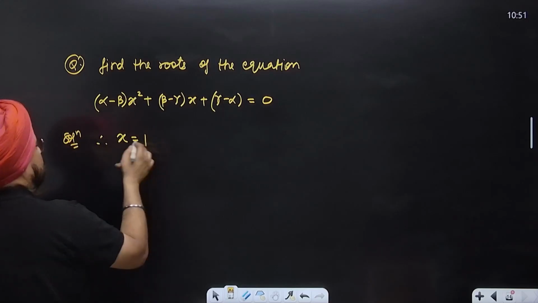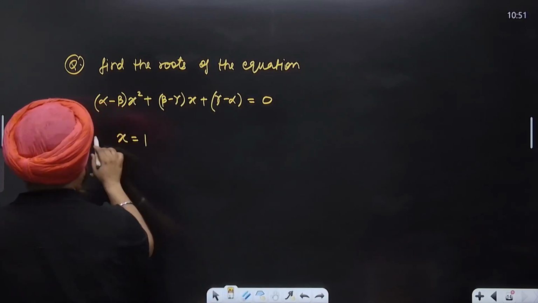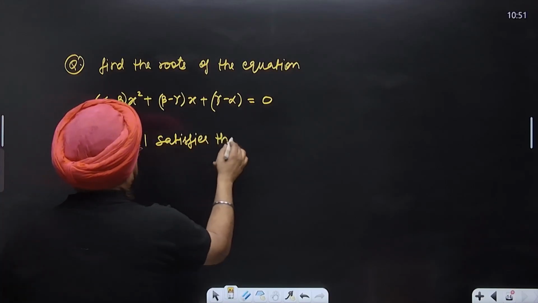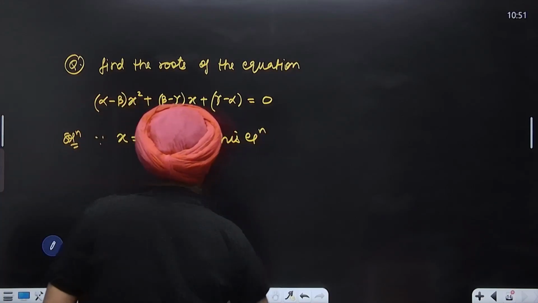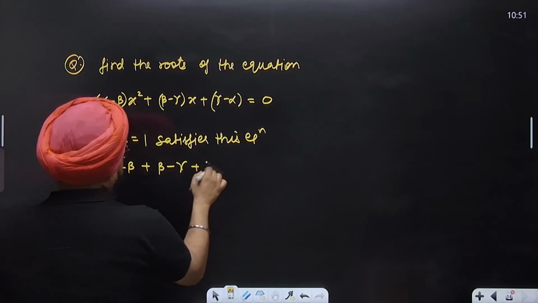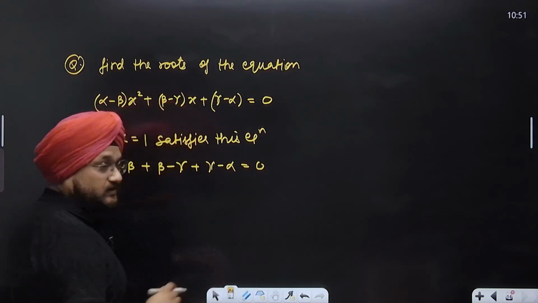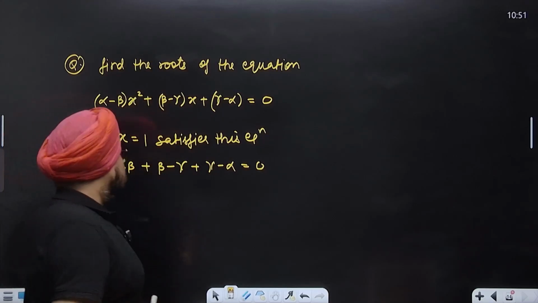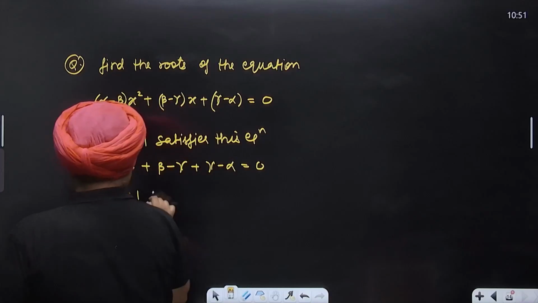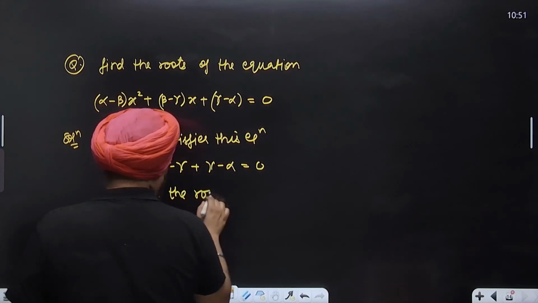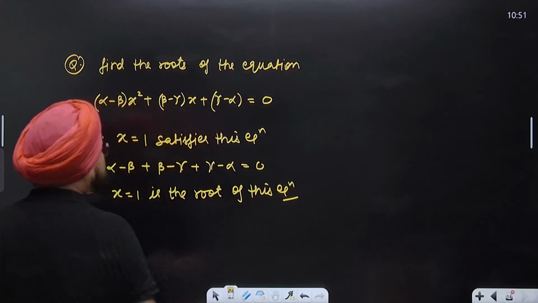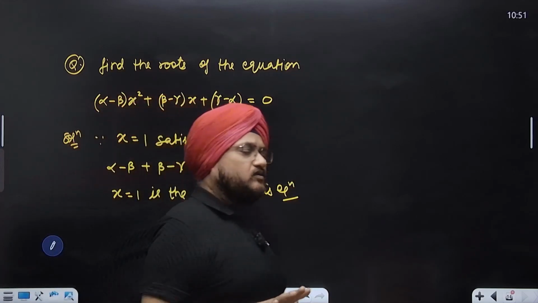As x equal to 1 satisfies this equation, alpha minus beta plus beta minus gamma plus gamma minus alpha is equal to 0. As x equal to 1 satisfies this equation, we can say that x equal to 1 is the root of this equation. Now x equal to 1 is one of the roots.